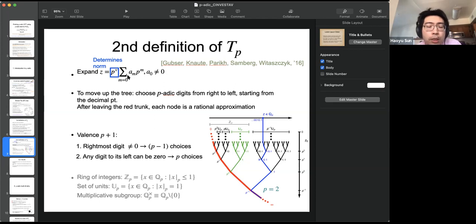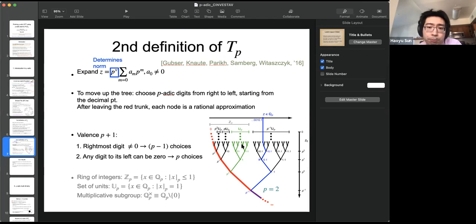So let's look back at the p-adic expansion of any p-adic number. In order to move up in the BT tree, we choose a digit in the expansion from right to left, starting from the decimal point. And after leaving this red trunk, each node is a rational approximation of the would-be p-adic number.